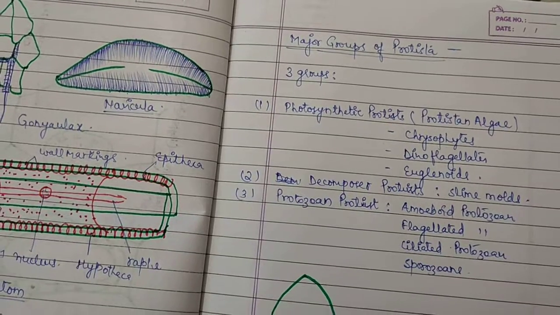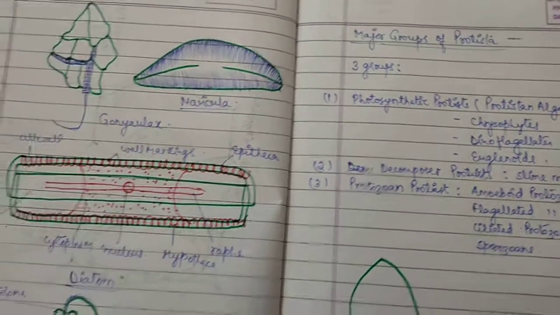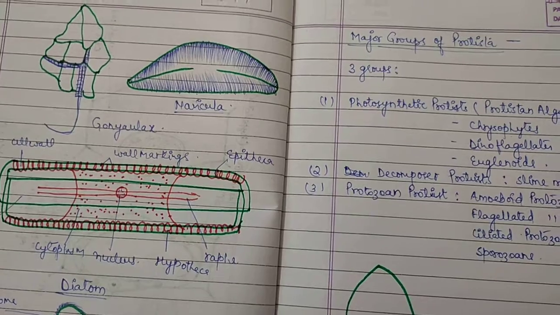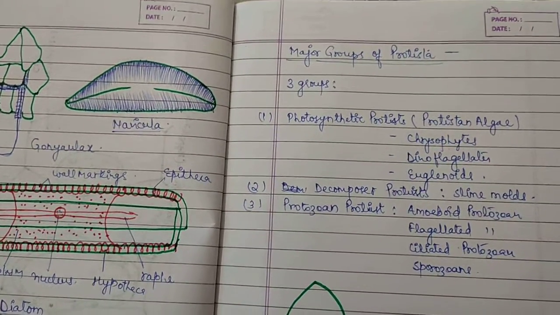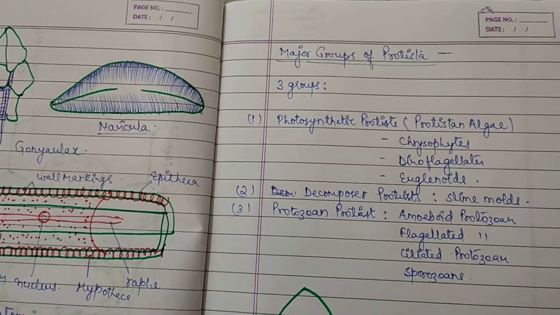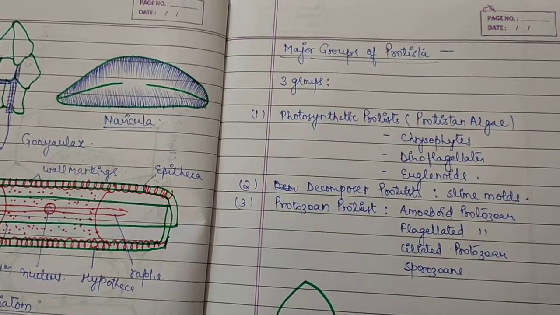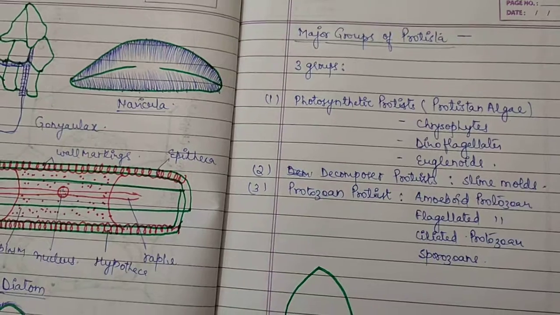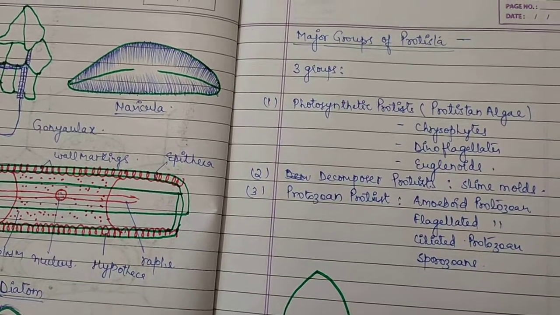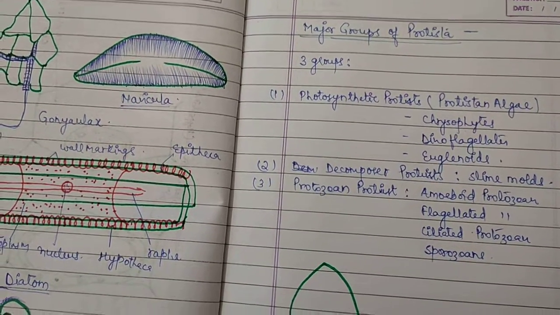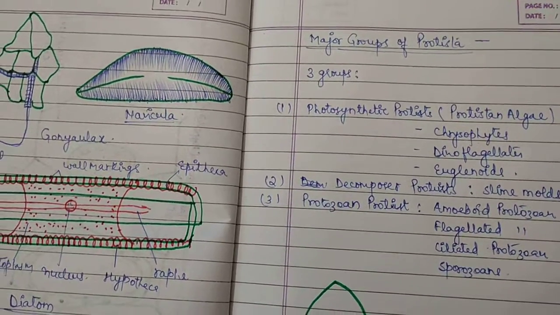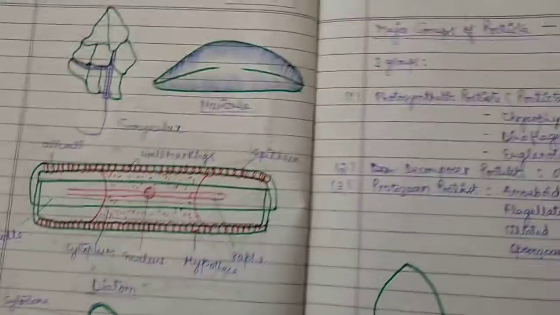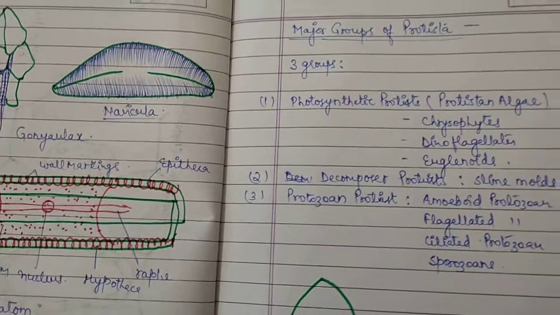Hello student. Yesterday we discussed the simple characteristic features of protista. Today we are going to discuss the major groups of protista. So in your NCERT there are five groups given in protista, which include chrysophytes, dinoflagellates, euglenoids, slime molds and protozoans.